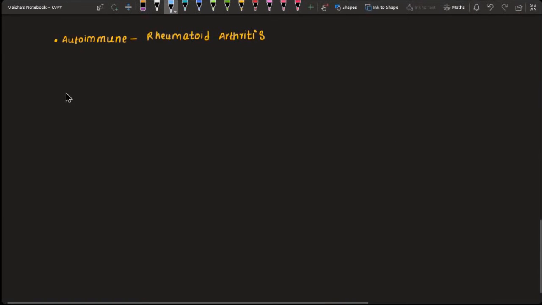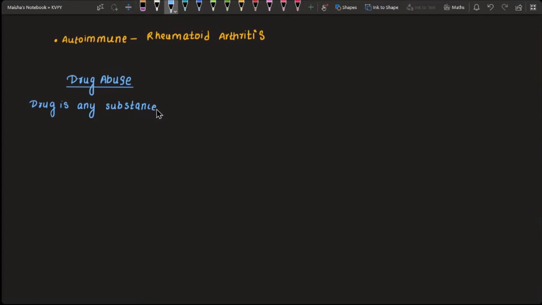The topic of immunity. And now we'll be moving on to discuss drug abuse, which has a clinical or a medical use.